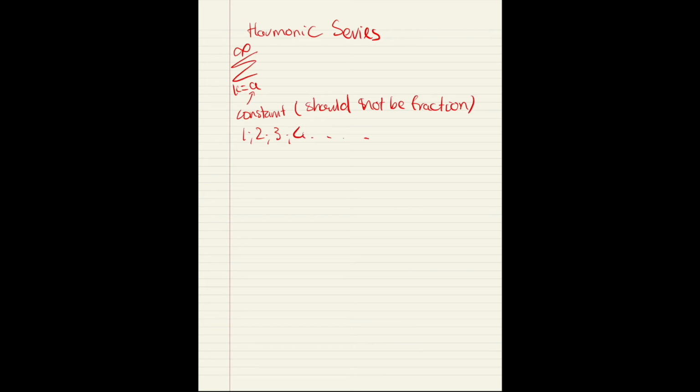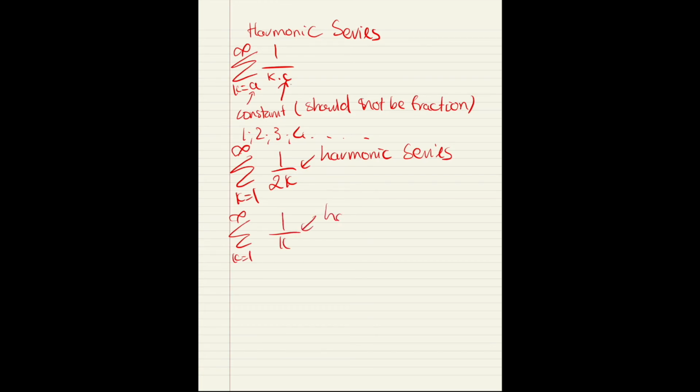For the harmonic series, it can be simplified as k equals any constant, but it should not be a fraction, like any constant 1, 2, 3, 4 or more, and then 1 over k times c. C is also a constant. For example, the series from k equals 1 of 1 over 2k. This is a harmonic series. Or even 1 over k, this is also a harmonic series.